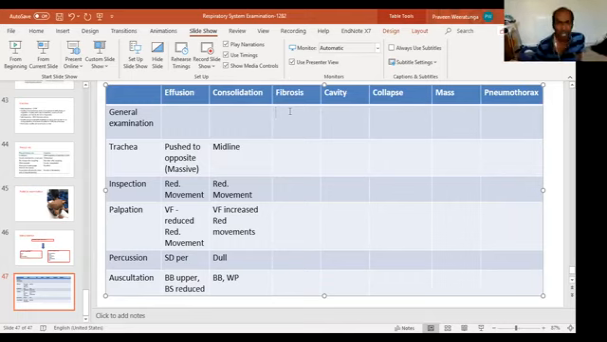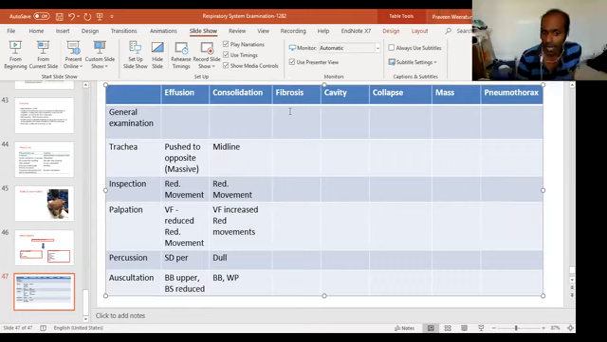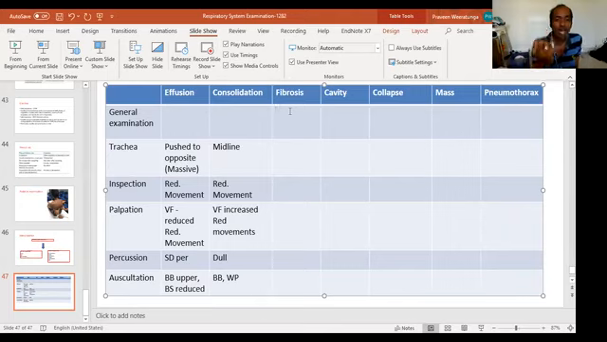Fibrosis. So again, consolidation: trachea is in the midline, reduced movements in the affected area, vocal fremitus increased because the lung is more like the liver, it is solidified, hepatization. Then you also get dull percussion and a bronchial breathing patch, because the alveolar filter is not working, it is blocked with fluid, and then you hear the high-pitched, harsh sounds.